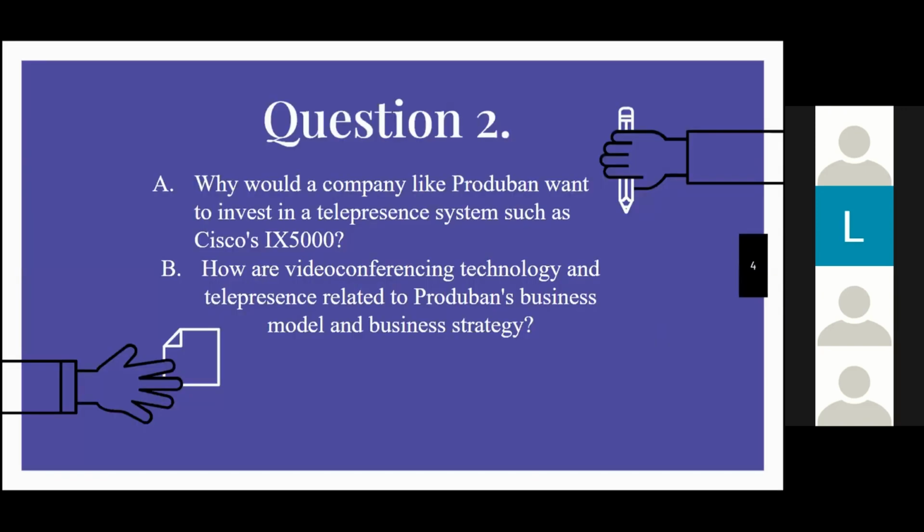Question number 2. A, why would a company like Produban want to invest in a telepresence system such as Cisco IX5000? And B, how are video conferencing technology and telepresence related to Produban's business model and business strategy?